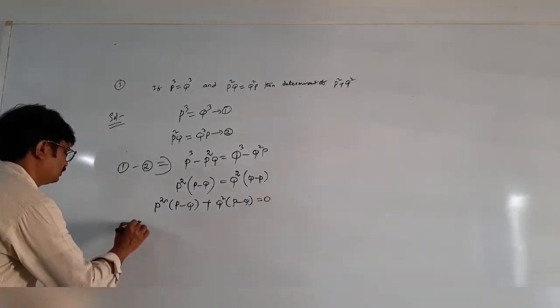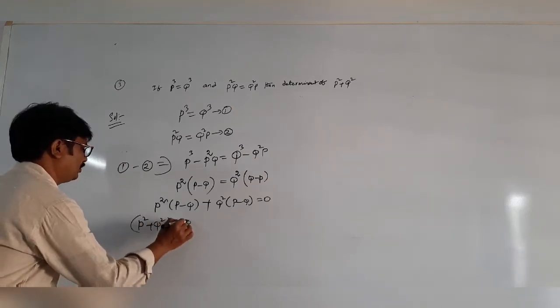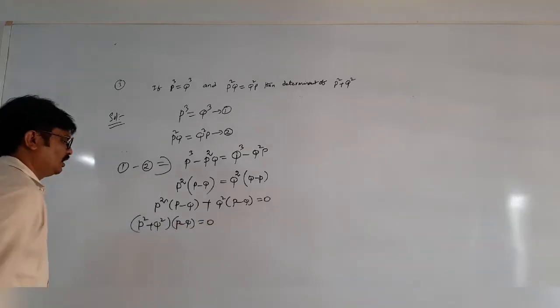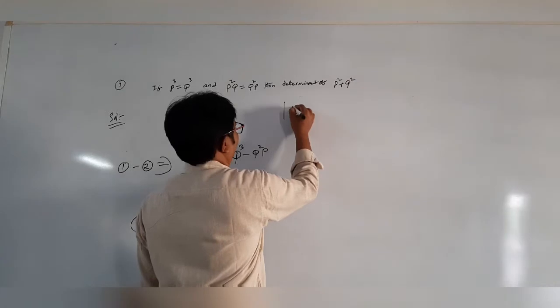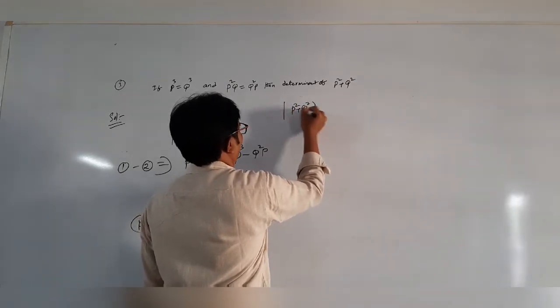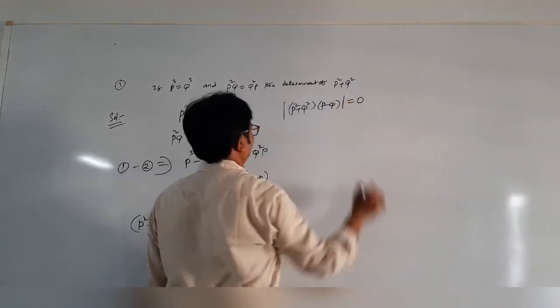So students, (p² + q²)(p − q) = 0. Applying determinant on both sides, therefore the det of (p² + q²)(p − q) equals the det of 0, which is 0.